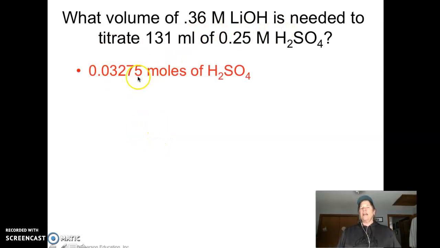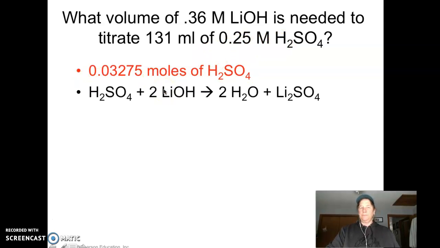And again, all I had to do to get the moles of my acid was multiply these 2 together, changing this to liters, okay? So if I took 0.131 liter times 0.25, this is what you get. So this is my moles of my acid. Then I got to do my balanced equation. Okay, here's my acid, H2SO4. Again, I know it's an acid because H is listed first. Here's my base, hydroxide. I'm going to get water. The H and the OH are going to make water.